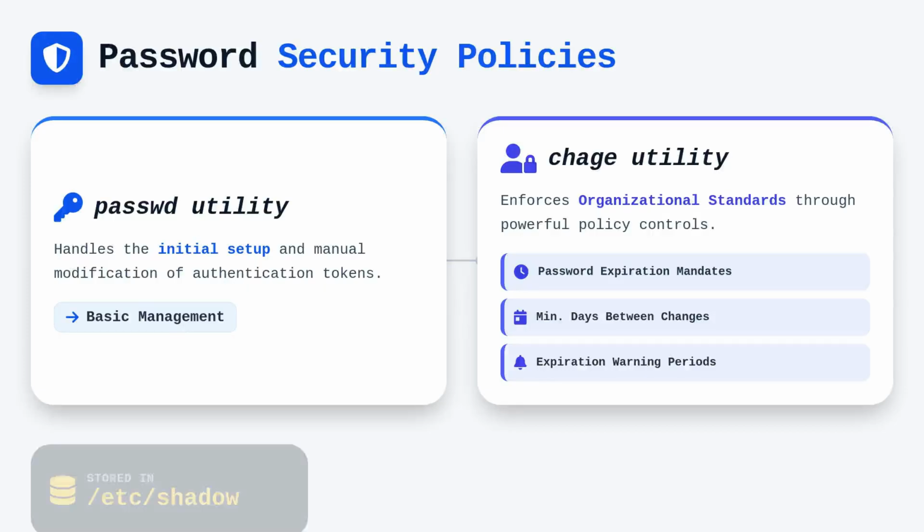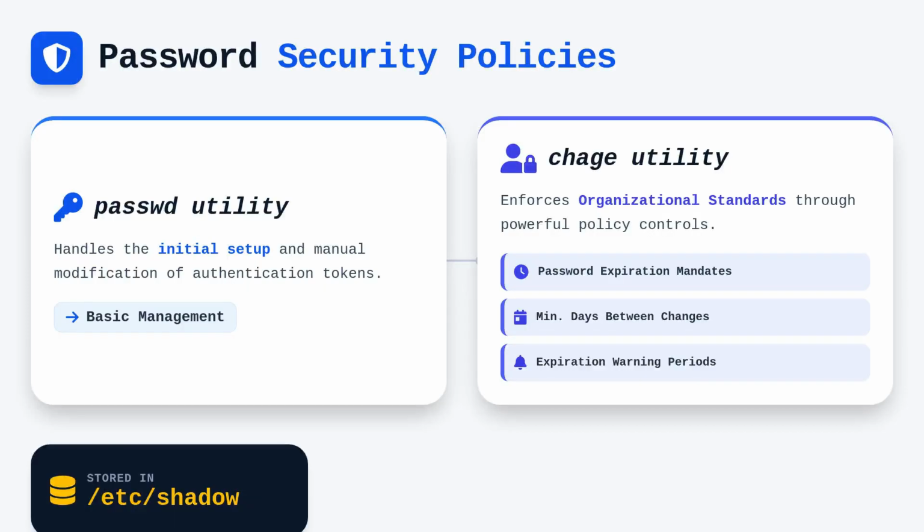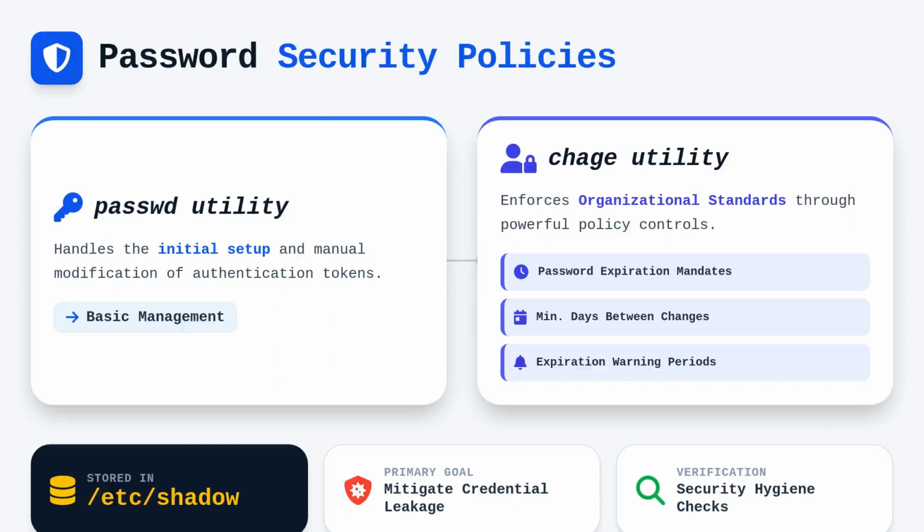These settings are stored within the /etc/shadow file, acting as a direct control mechanism for the authentication subsystem. Monitoring these settings through the command line provides immediate feedback on whether your user base is maintaining acceptable security hygiene.